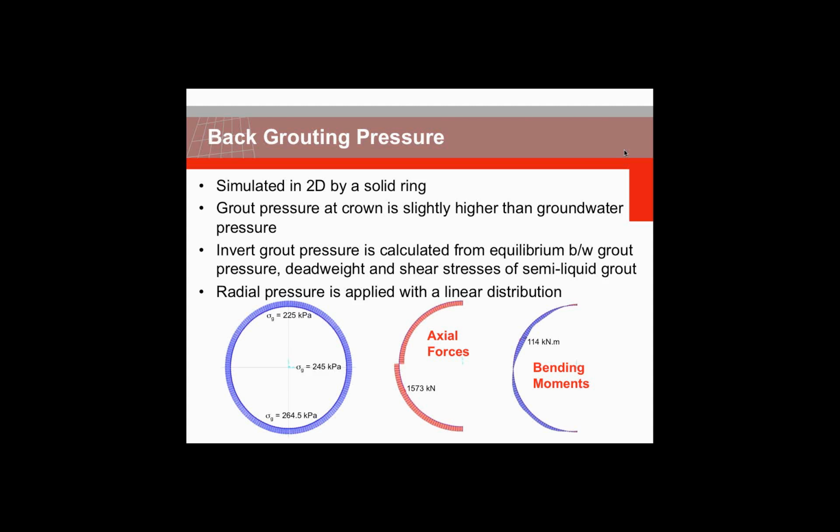According to this method, the radial pressure applied is linearly distributed. What you can see on the left-hand side of that picture, for example, for such a large diameter tunnel, is that the grout pressure on top is 225 kilopascal, linearly increasing, reaching 245 kilopascal on the spring line and 264.5 kilopascal in the invert. Axial forces and bending moments are shown, as you can see in the middle and the right pictures for the case of the large diameter tunnel.